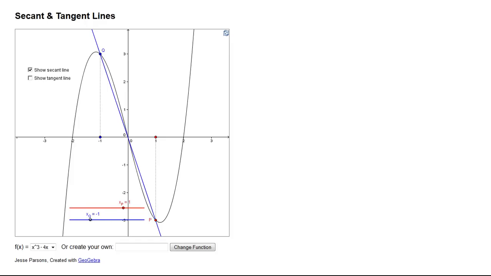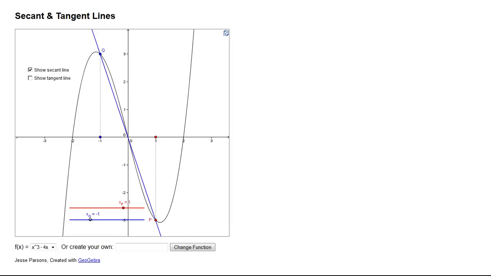So right now we are looking at the graph of y equals x cubed minus 4x, and we're looking at the secant line that is between the point occurring at -1 and the point occurring at 1. And so remember, the slope of the secant line is the same as the average velocity. But in this lesson so far, we've been trying to approximate the instantaneous velocity.